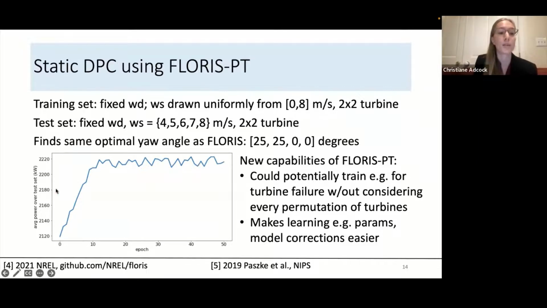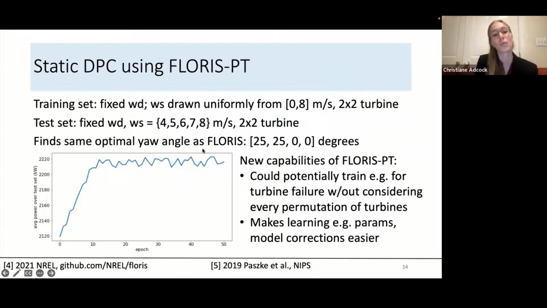I just wanted to comment that the reason why I'm showing the results over the test set rather than over the training set, which is what I actually trained on, is because the wind speed varies a lot in this training set. So if I were to just look at the training results, it would appear very noisy. I don't use my test data during training. I'm just evaluating on it to see how well the training is working.